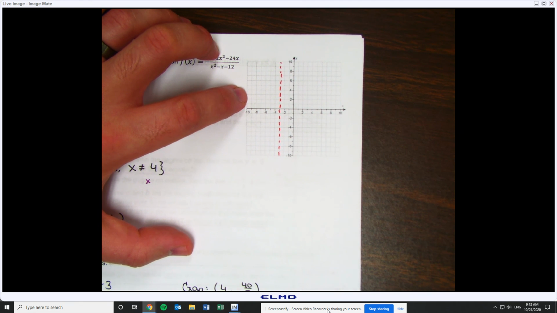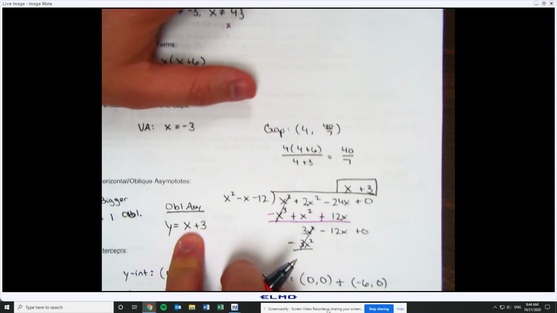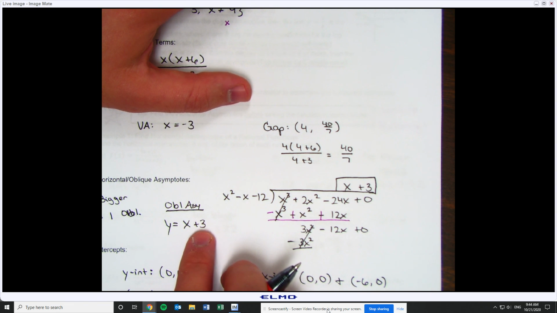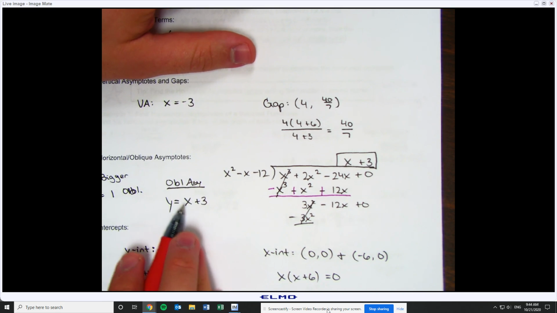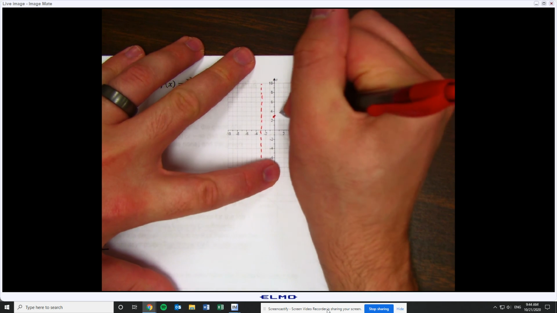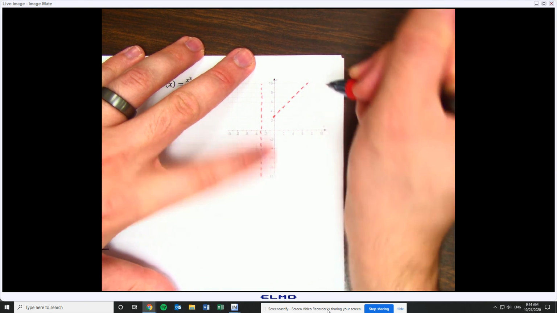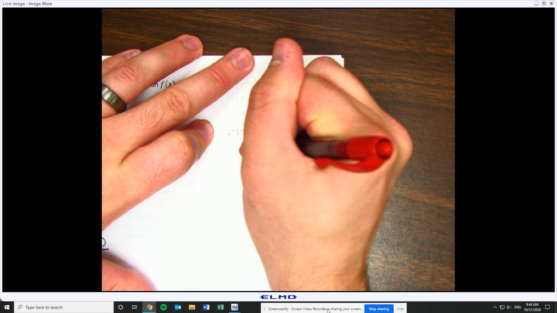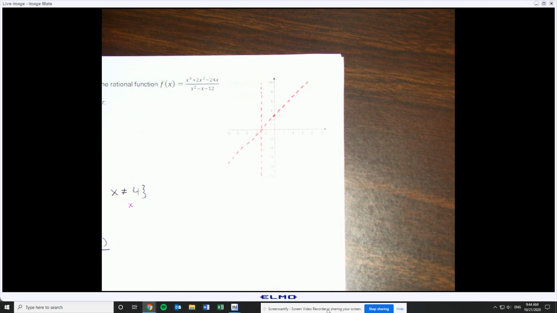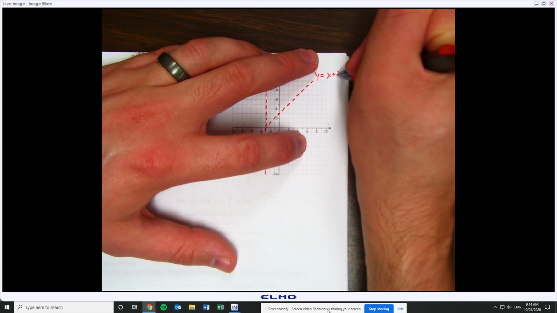Got it. Now for the oblique asymptote. This is a line, y equals x plus 3. So the y-intercept is 3 right here, and my slope is 1. We've dealt with graphing these, so I'll go up 1 over 1. So up 1 over 1, dash, dash, dash. There we go. And now going the other way, same thing. That's our oblique asymptote. This is the line y equals x plus 3.